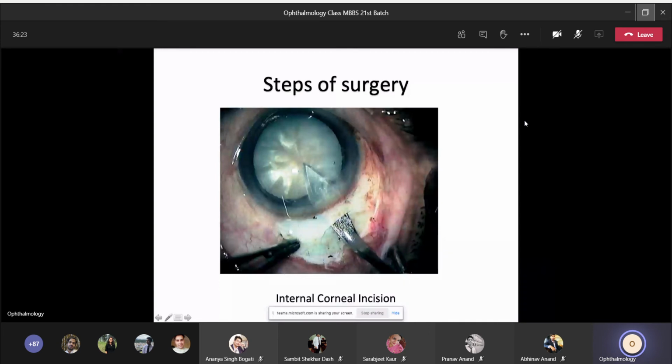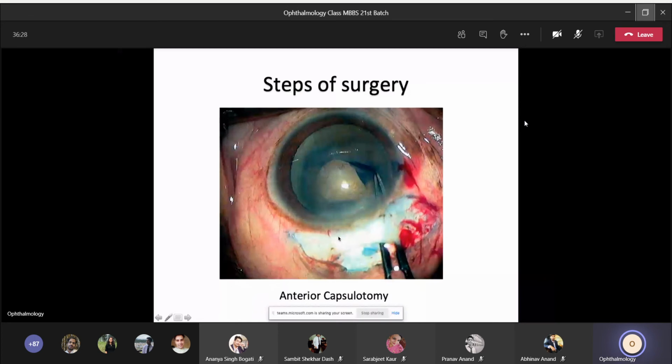Now once the anterior chamber is open, we make an opening in the anterior capsule. In this case, the anterior capsule has been stained with dye. That is Trypan blue dye, so that it is stained blue, so that it is easier for the surgeon to visualize the capsule. Now this capsule is opened. So you can see here the capsule has been opened, and this is the cortex and the nucleus that is being seen, and this blue one is the capsule.